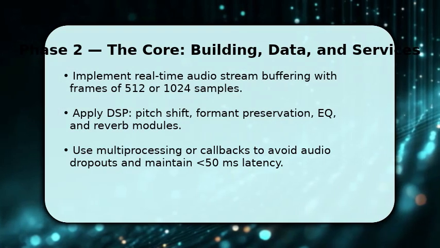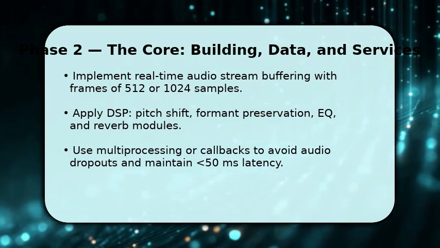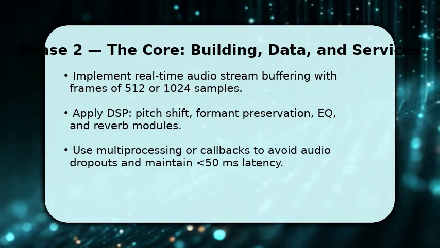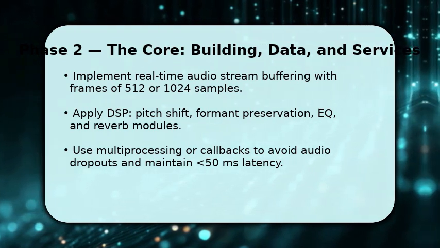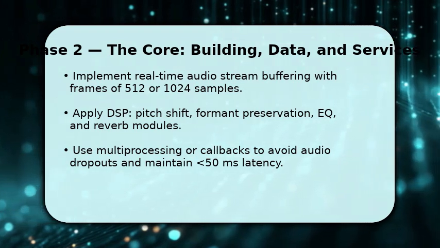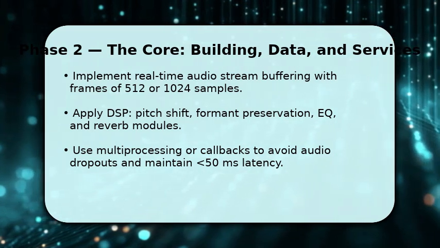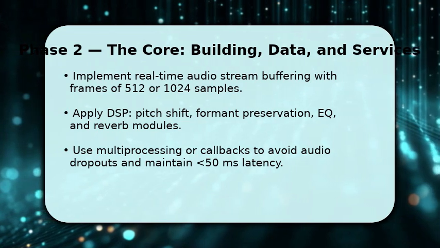Now you build the signal chain. Capture frames of 512 or 1024 samples and push them into a processing buffer. You apply DSP blocks, first pitch shifting while preserving formants, then add EQ and optional reverb to shape tone. Use overlap add or phase vocoder techniques for smooth pitch changes.